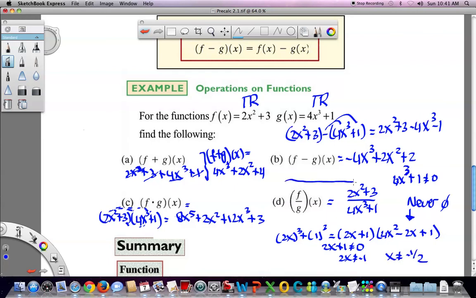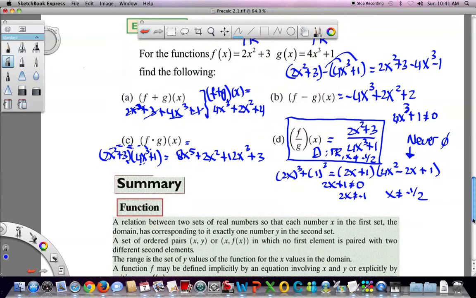So this new function here does have an issue with its domain. So you would have to say, well, the domain would be all real numbers except x can't equal a negative 1/2, because you end up with a division of 0. Okay.